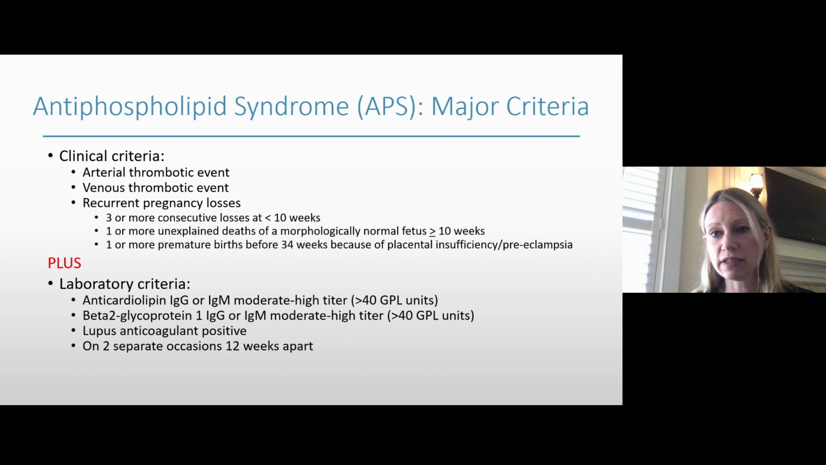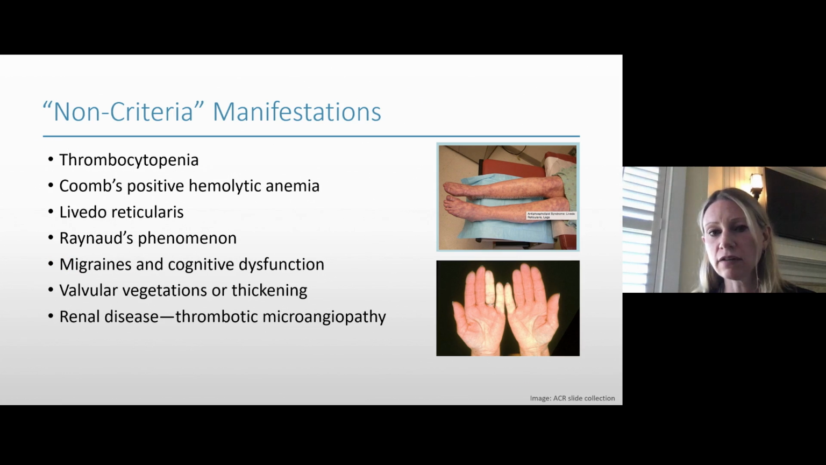And these laboratory criteria have to be positive on 2 separate occasions, 12 weeks apart, as sometimes in the setting of acute clots in particular, anticardiolipin IgM and beta-2 glycoprotein 1 IgM can be transiently positive. And there also can be associations of these labs being positive in the setting of inflammation. So that is why the tests need to be positive 12 weeks apart to really confirm that somebody has antiphospholipid syndrome. So there are also non-criteria manifestations.